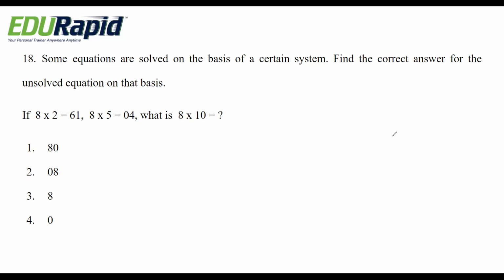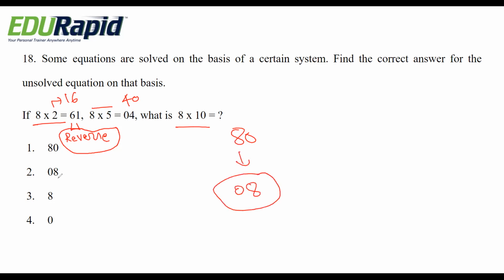Here also you need not write anything on pen and paper. Just by analyzing the terms you can identify. See here, 8 twos are 16. So just reverse the term, it is 61. 8 fives are 40, just reverse the term, it is 04. So you have to just reverse. Here the hint is reverse. Here 8 tens are 80. So if you reverse this, it becomes 08. That is option 2. It is very simple.